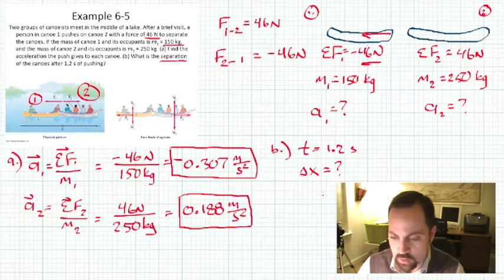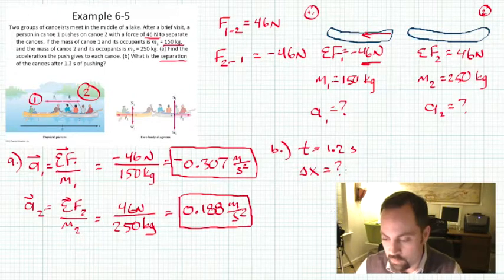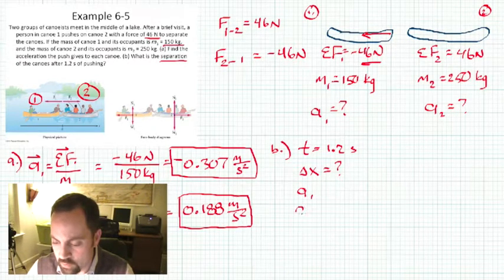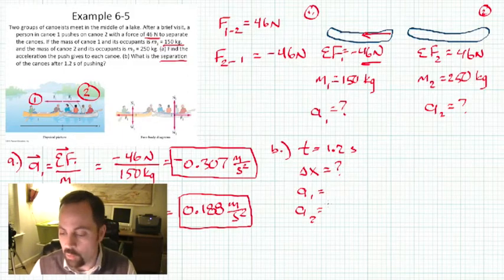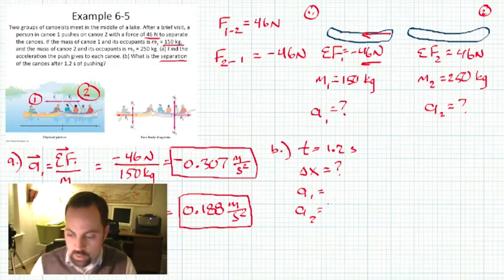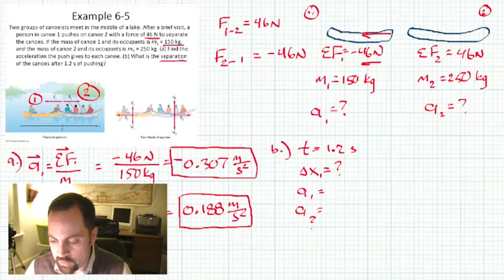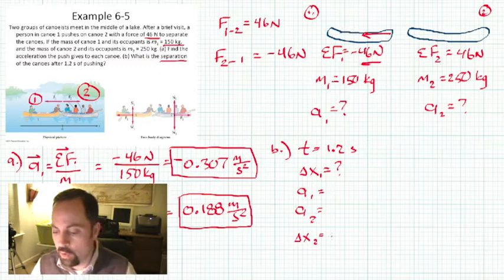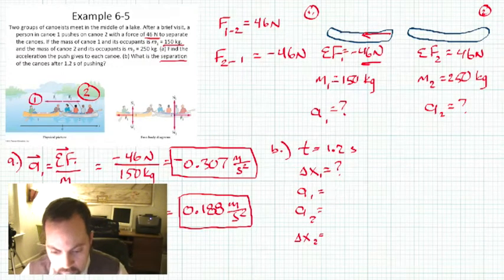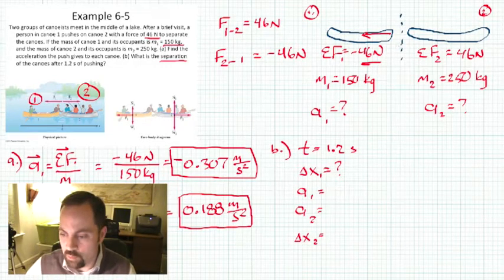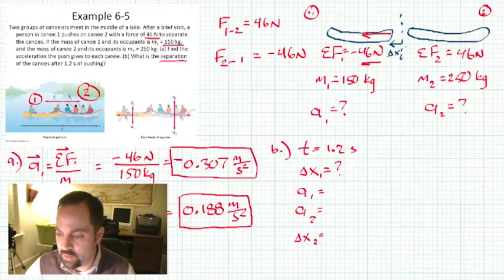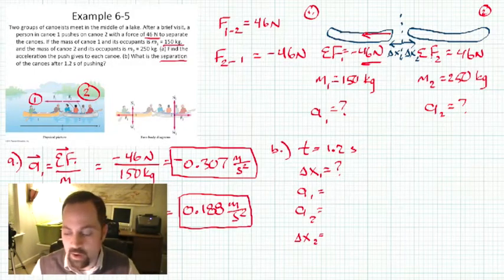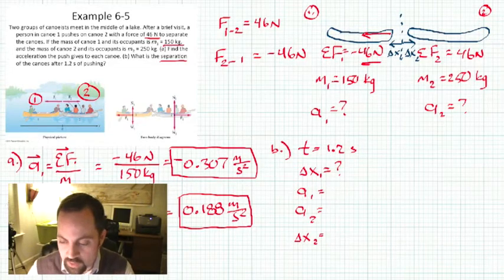We have acceleration of one, acceleration of two. We have two different accelerations here. So what we're going to need to do is find out how far each canoe moved, delta X1 and delta X2, after 1.2 seconds, and then add them together, and we'll find out our whole distance. Does that make sense? If this is a starting point right here, this canoe moved that much, that's delta X1, and this canoe moved this much, that's delta X2 right there. So to add them up, that's our whole separation right there. So let's find our displacement for each of those accelerations and times.